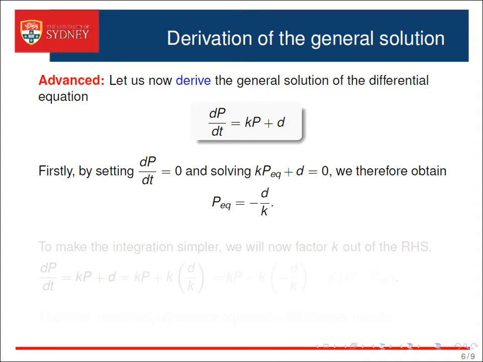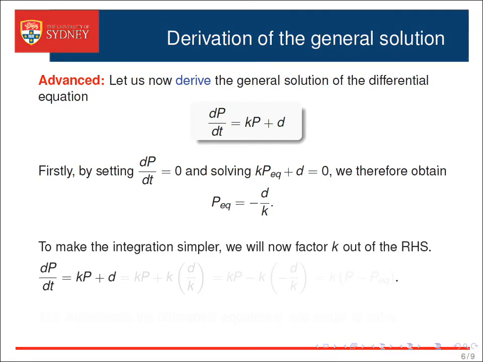To derive the general solution, it is useful to first derive the equilibrium solution. We do this by setting dp dt equal to 0 and setting p equal to p equilibrium. This gives 0 is equal to k times p equilibrium plus d. Rearranging, we get P equilibrium is negative d on k. Remember this as we proceed below.